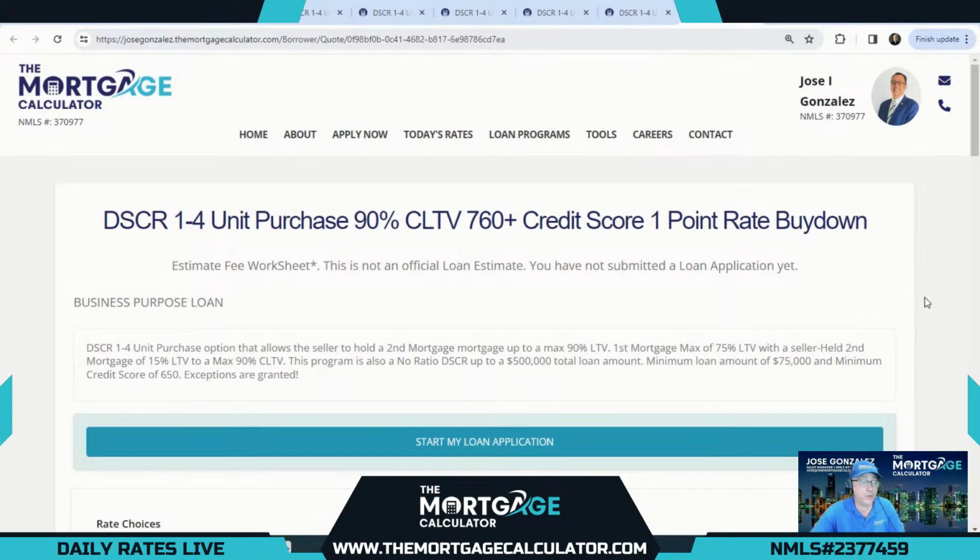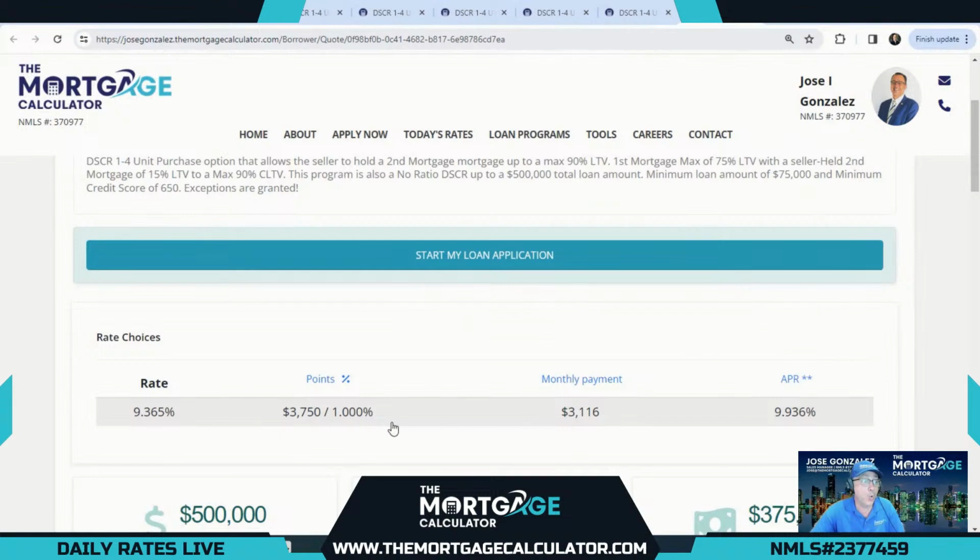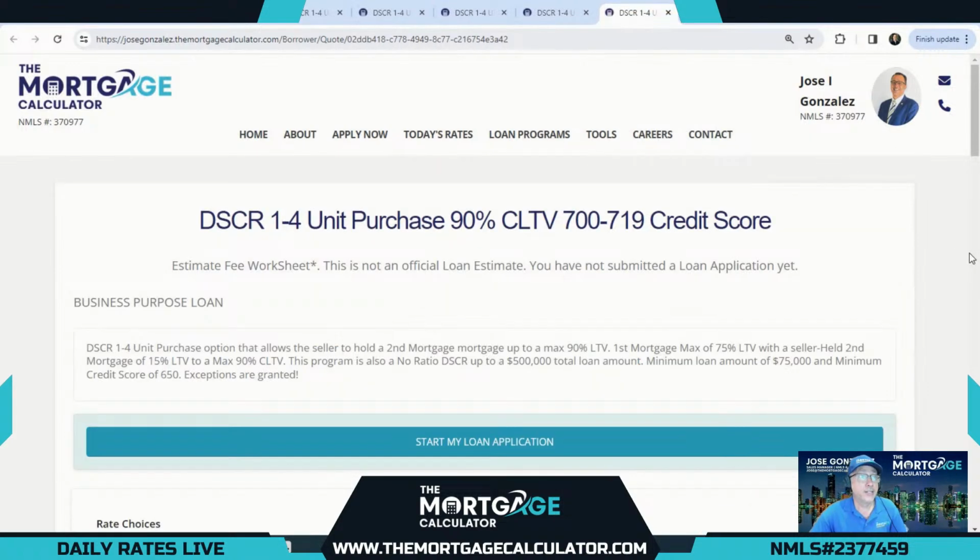So now, if your premium credit score borrower wanted to pay 1 point loan discount, remember this is separate from any loan origination. This is just loan discount, 1% loan discount. The rate drops to 9.365. Now, there is no lower buy down option with this program. 9.365 is the floor there. So even if I wanted to pay 2 or 3 points, it still gives me the same rate. So that is the floor rate for this option.